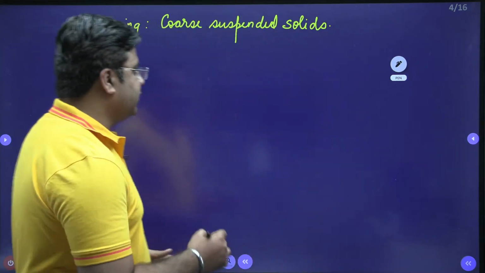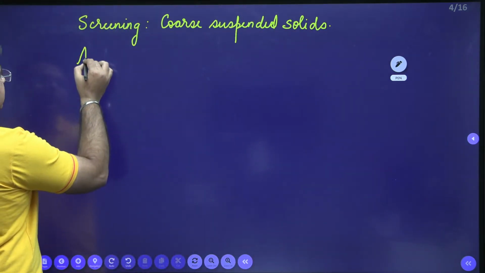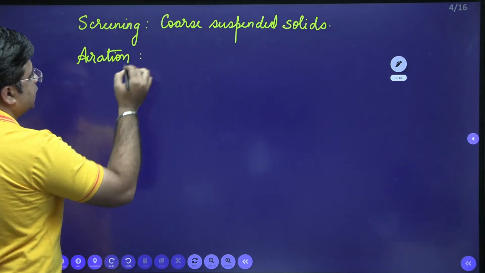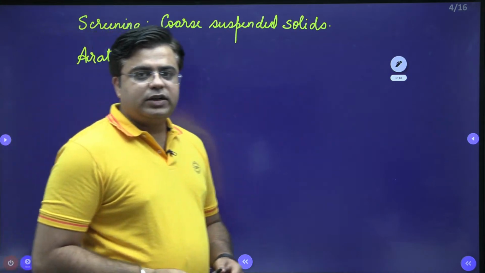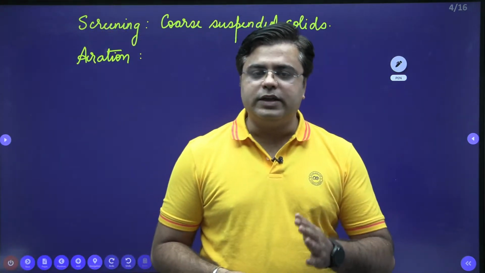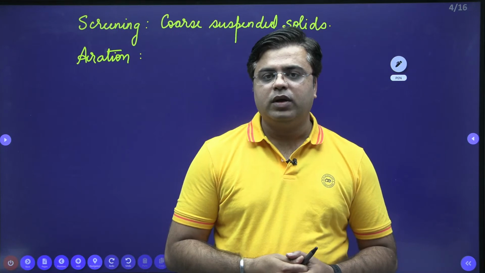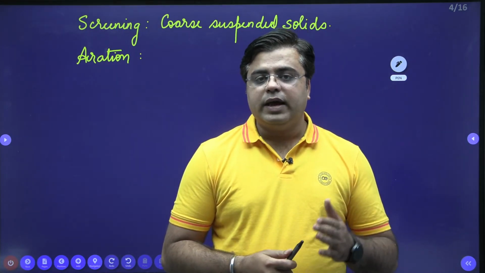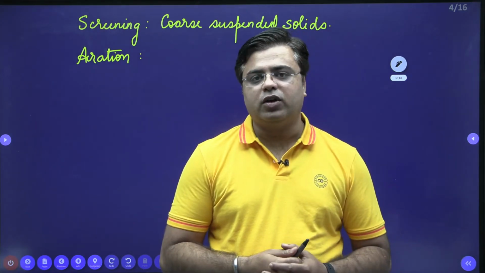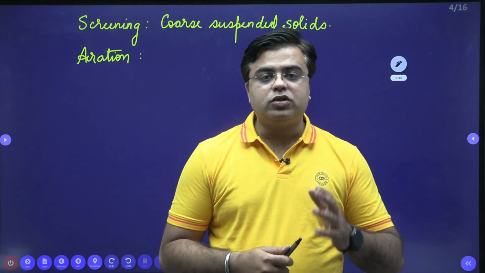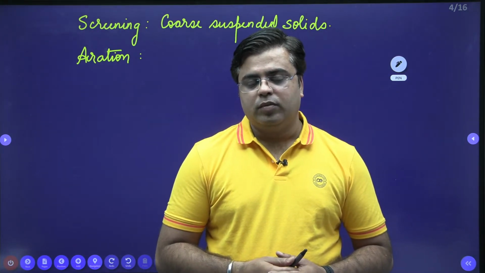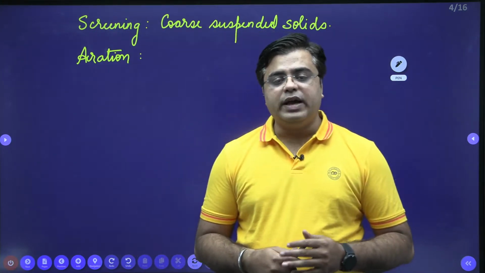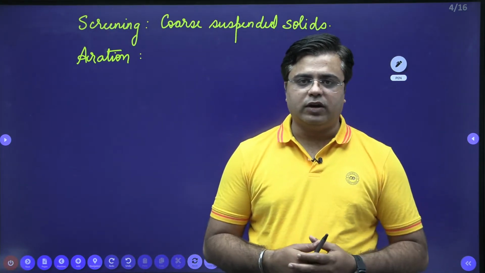After screening, the second mechanism of treatment is aeration. Aeration is done to remove all the dissolved gases that are present in water. Aeration also removes the organic compounds present in water, removes taste and odor, and also removes color causing compounds. But there is one drawback with aeration: after removing the color causing compounds, aeration increases the acidity of water.